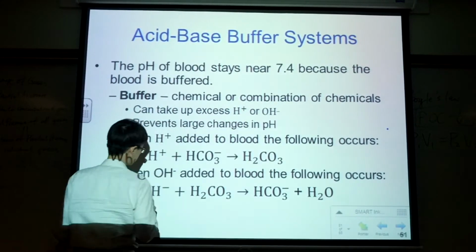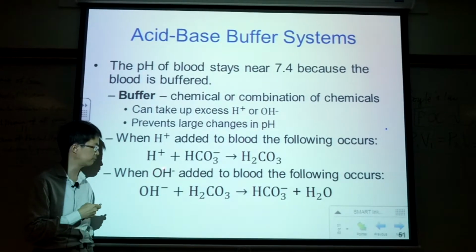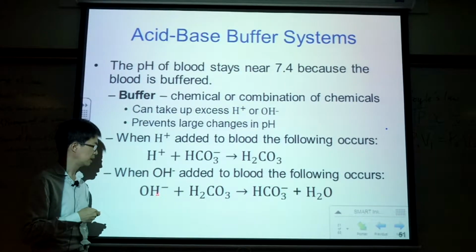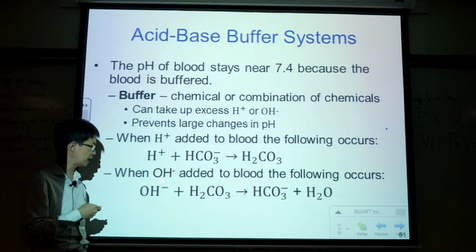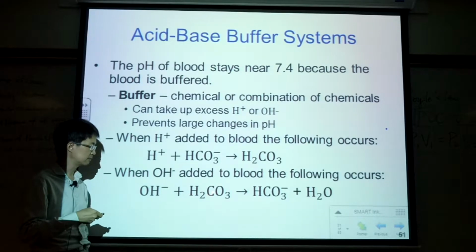If your blood becomes more basic, meaning that your blood will have more hydroxide ion, in this case, the hydroxide ion will combine with the carbonic acid. It's like a neutralization. You will neutralize the carbonic acid so that you will form water and bicarbonate ion. So you will regenerate the bicarbonate ion.